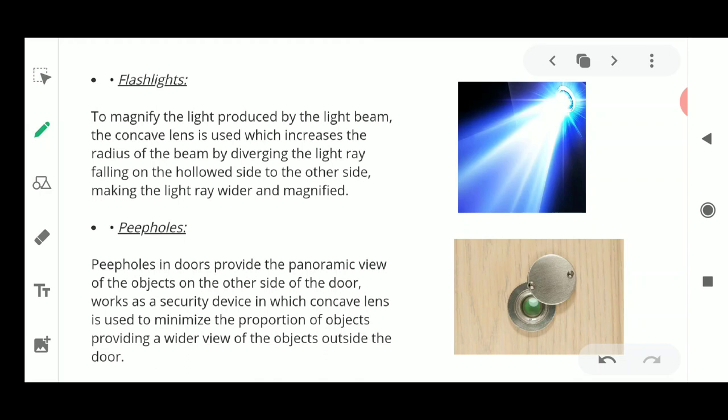Okay, so why is this flashing light in a large direction? Because diverging lenses are being used. As this diverging lens is going to diverge the light from one place to another place, it is going to increase the area of that illumination.